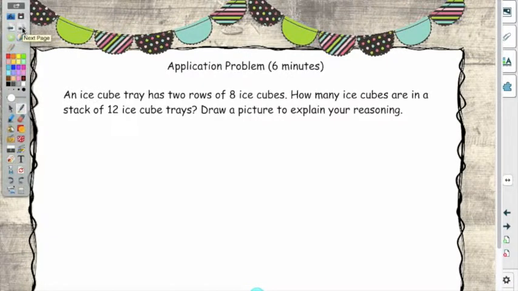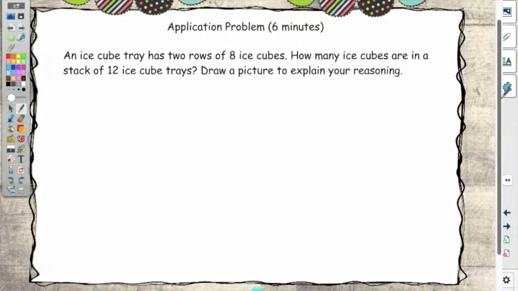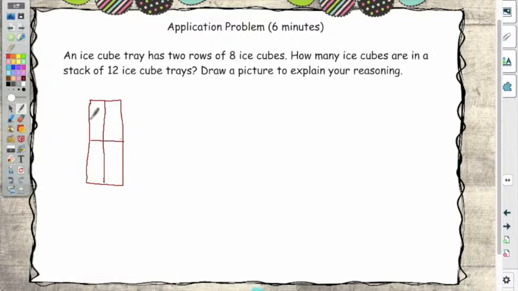So this is a problem. It says an ice cube tray has 2 rows of 8 cubes. How many ice cubes are in a stack of 12 ice cube trays? Draw a picture to explain your reasoning. Let's draw a picture of one tray. I don't really want to draw 12 trays, do you? No. Okay, so an ice cube tray looks like this. It said there are 2 rows of 8.